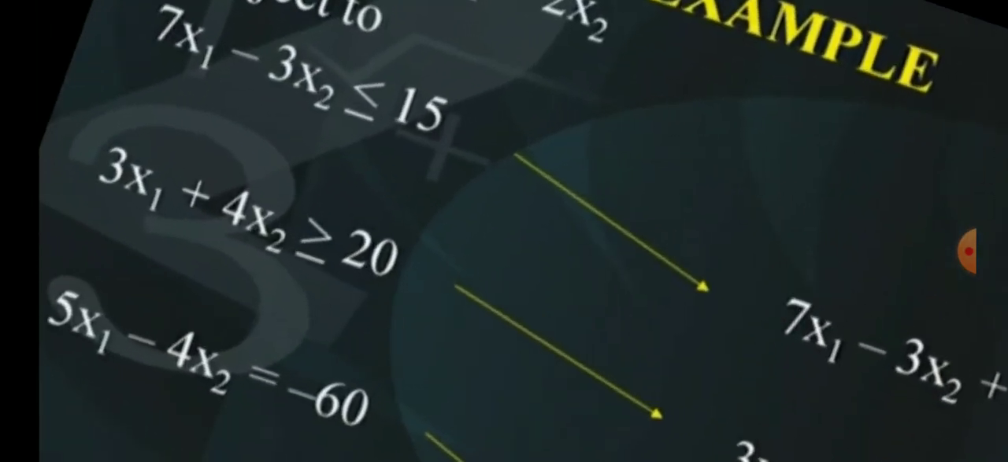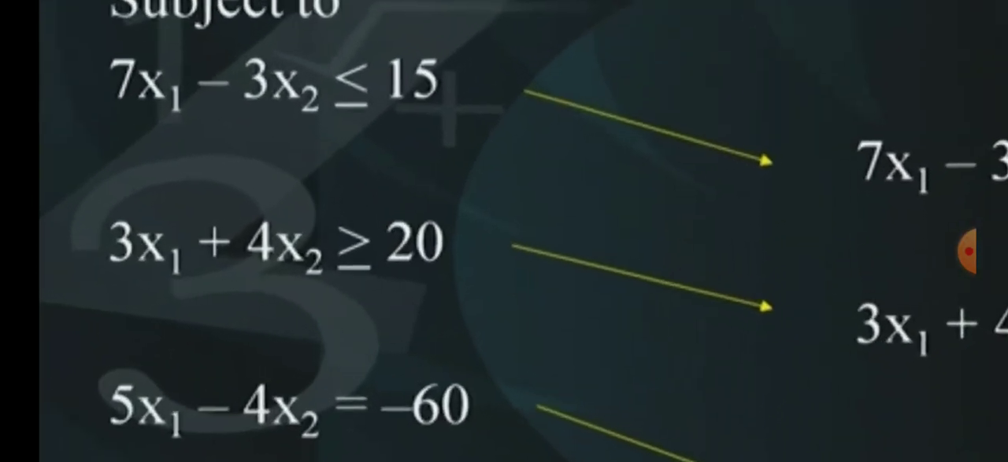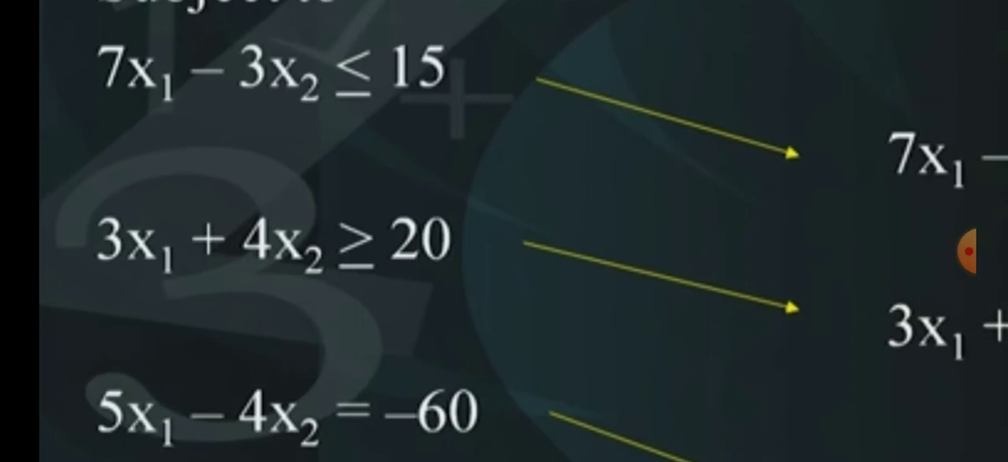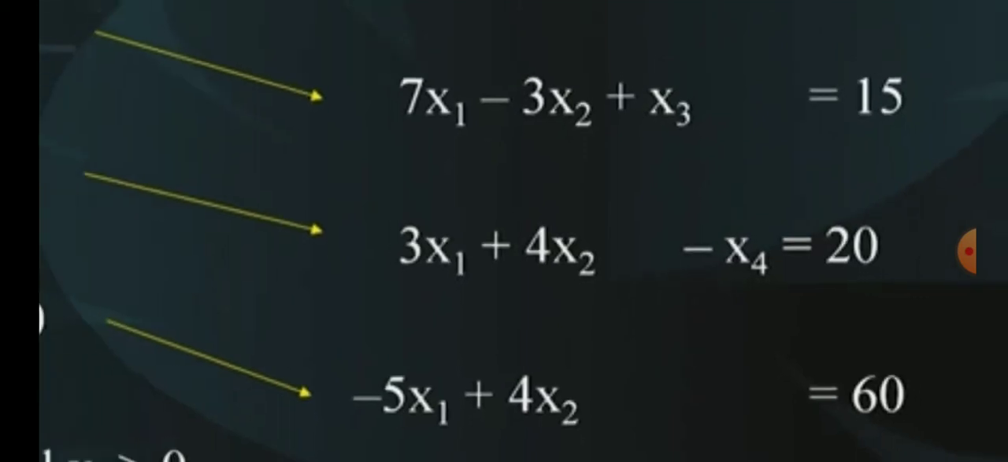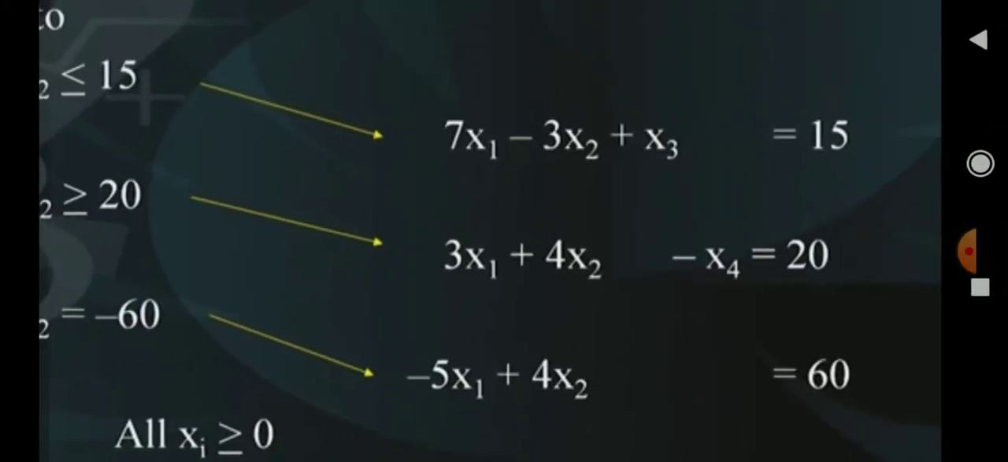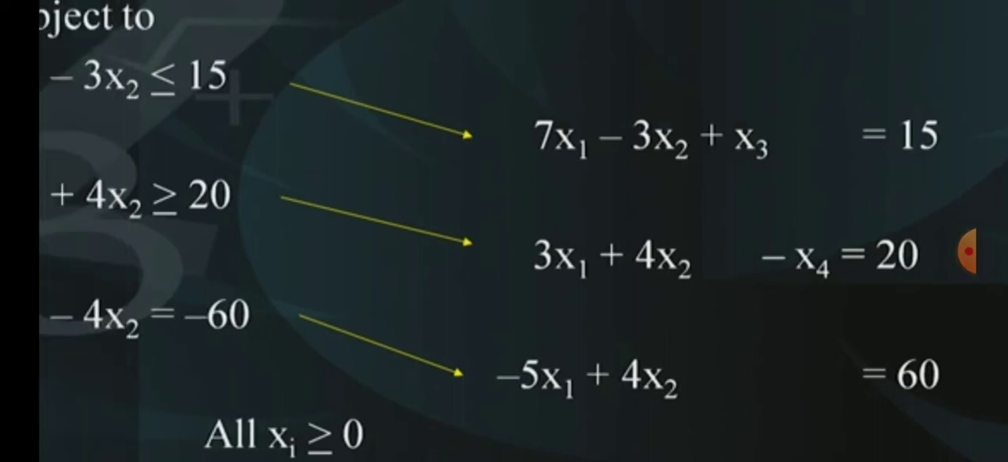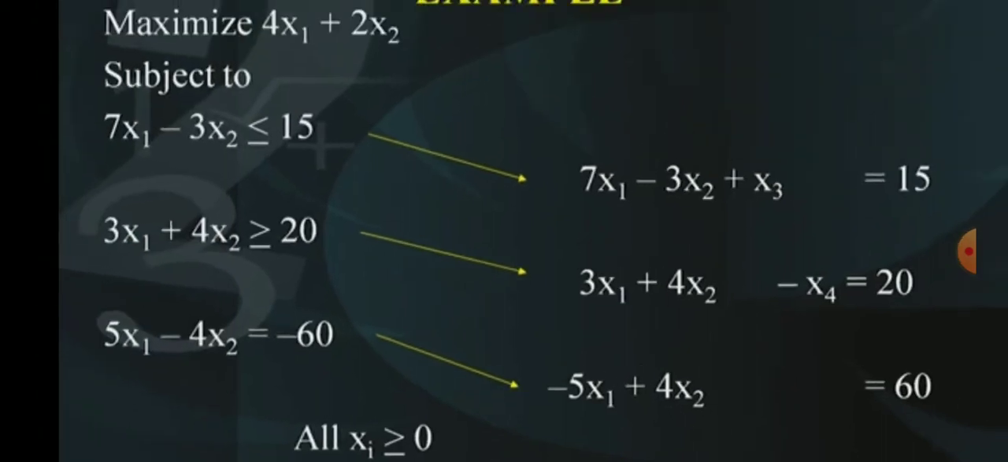Similarly, the right hand side of the second constraint is greater compared to the left, and that is why you have to subtract some positive value, which is x4 here, so that is called a surplus variable. So 3x1 plus 4x2 minus x4 equal to 20. So this is the converted equation.